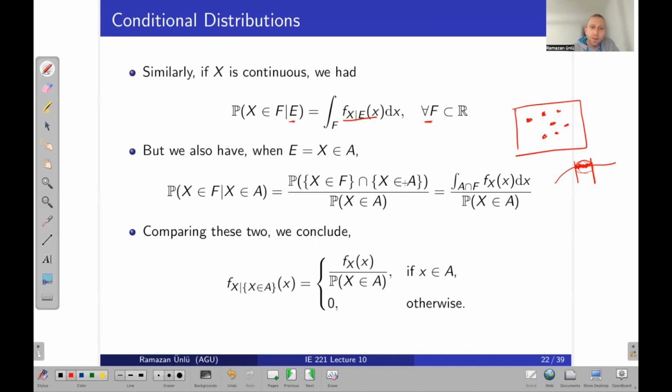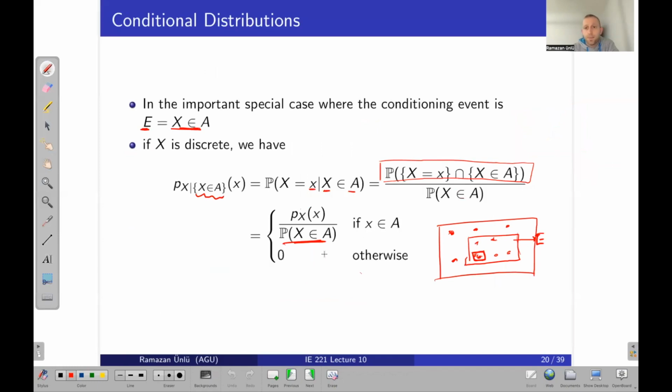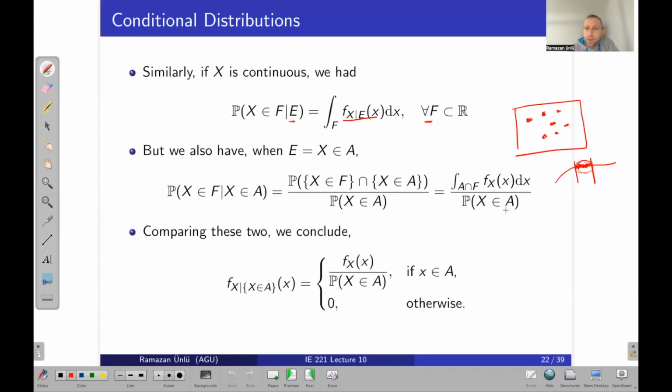So we can conclude these equalities: if x is in A, the probability can be calculated as the PDF of x divided by the probability of x in A. So the logic is the same as the discrete case. Now, instead of doing the summation in this part, we have to take the integration of the corresponding terms, okay?